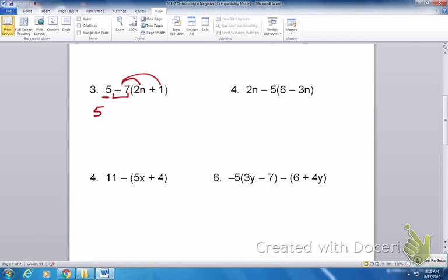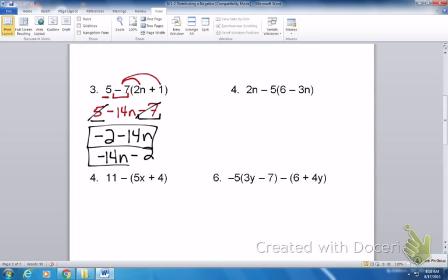So I have 5. Now I'm going to do my multiplication. I have negative 7 times 2n is minus 14n. And negative 7 times positive 1 is minus 7. Now I do have some like terms I can combine. In the last two we didn't. So I have a 5 and I have a minus 7. So I need to combine those together. 5 minus 7 is negative 2. So those are used, and all I have left is minus 14n. Now you can write this two ways. This is our answer. You could write it negative 2 minus 14n or negative 14n minus 2. Either way is fine, whichever way you're more comfortable with.